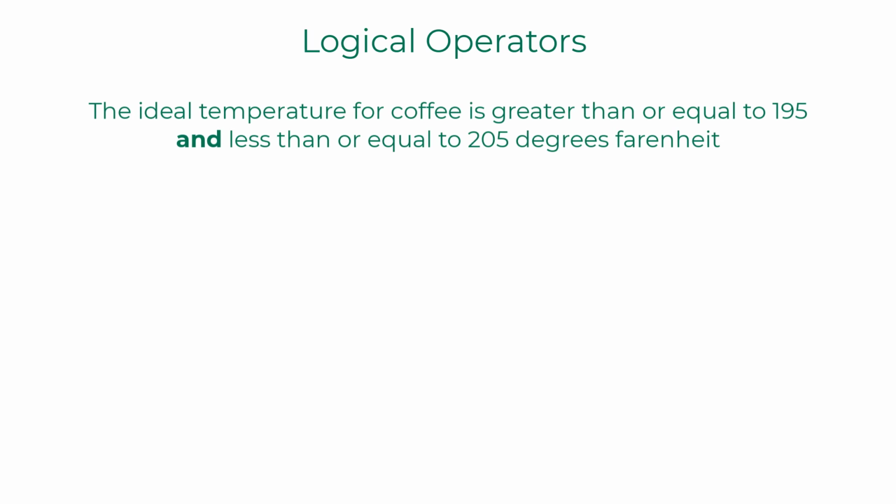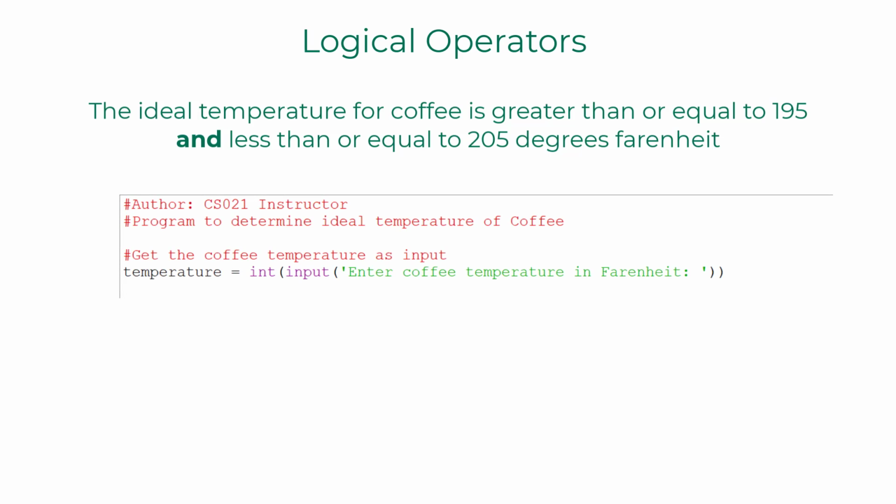The statement, the ideal temperature for coffee is greater than or equal to 195 and less than or equal to 205 degrees Fahrenheit, is at the core a compound Boolean expression. We will spend some time writing a Python program that displays ideal or not ideal when we input the coffee temperature. First, we start by taking the temperature as an integer input from the user. Then we will start to write an if statement this way.